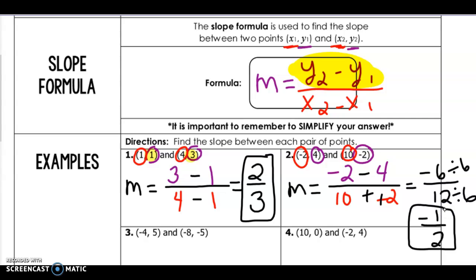All right, so if you have any questions, let me know. That's how you find the slope when given 2 points.